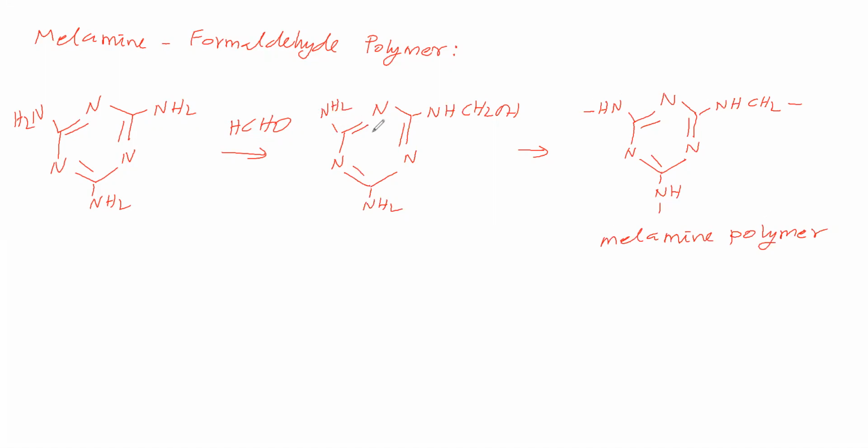Okay. This melamine polymer is used for what? It is used for unbreakable crockery. Okay. Next we will see urea formaldehyde resin.